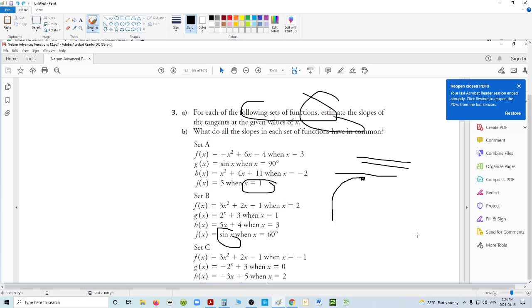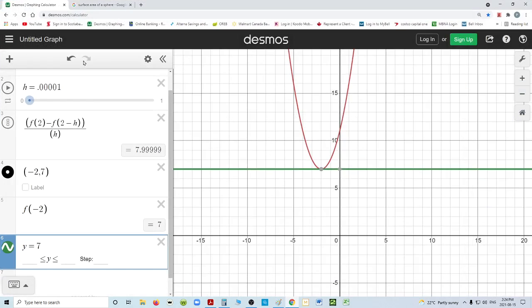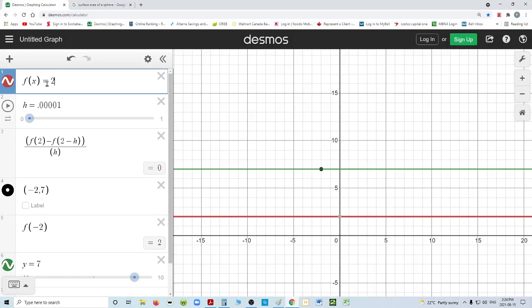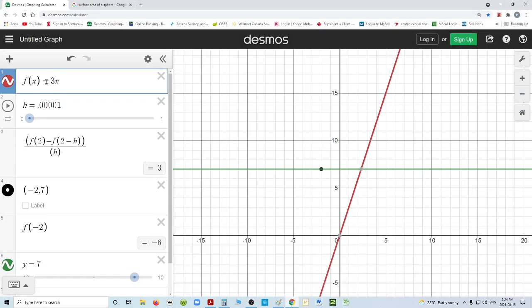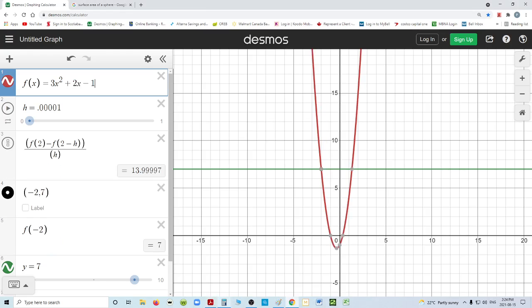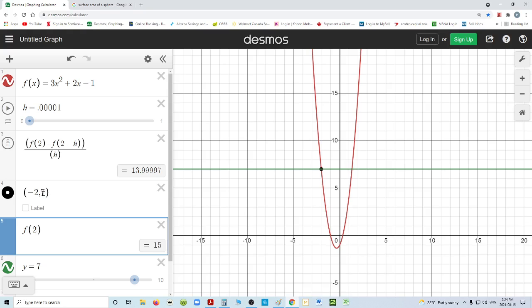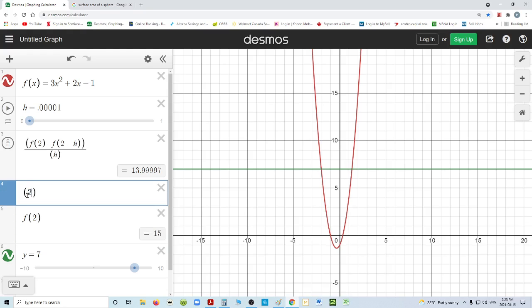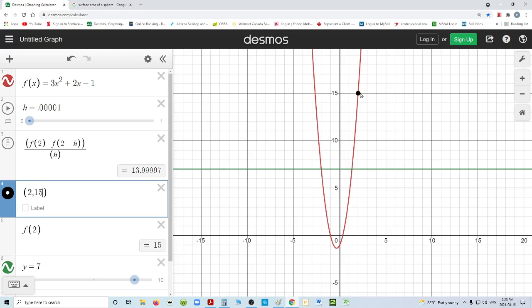Sine x when x is 60. Okay, that's on the upward side. It's going to be something like this. So let's do this one first: 3x squared plus 2x minus 1 when x is 2. And when x is 2, we can see that that is 2 comma 15, and it's on the upward slope of that graph.